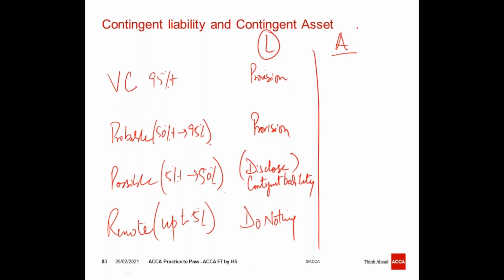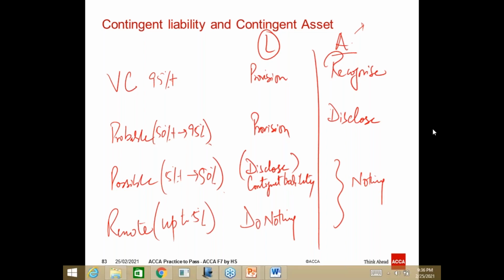In the case of assets, like in the previous scenario where we were talking about the insurance claim, if the chance of receiving the payment is virtually certain, then you can recognize the asset. In the probable situation, you can disclose, and in these two situations, you need to do nothing. That's a very important table.